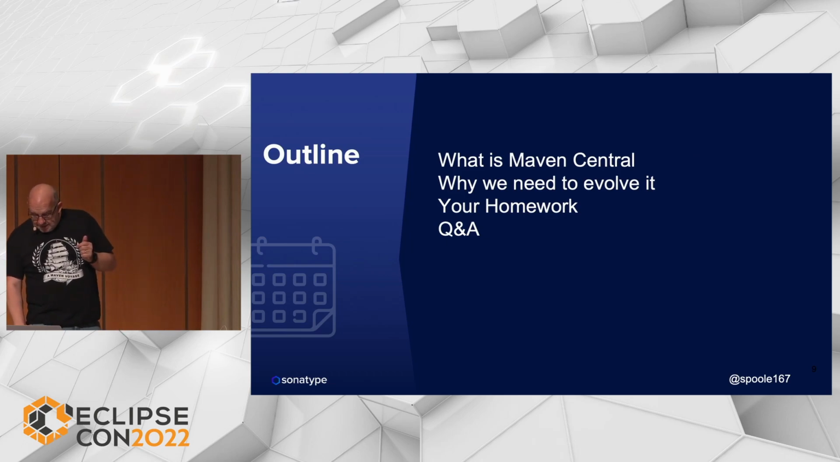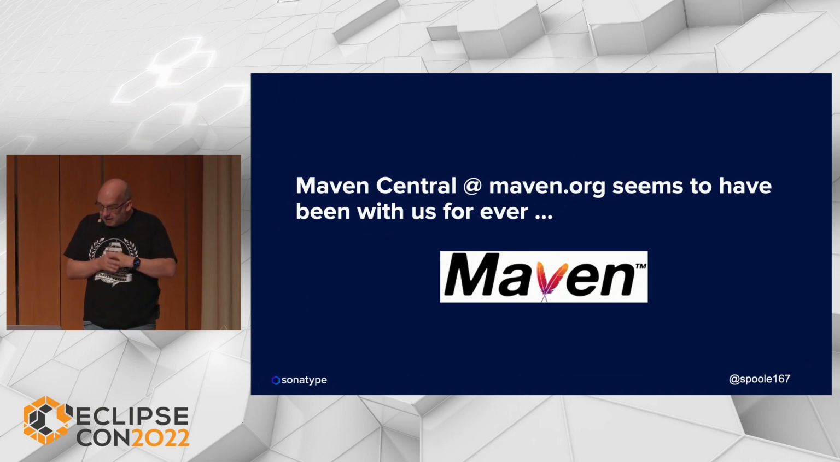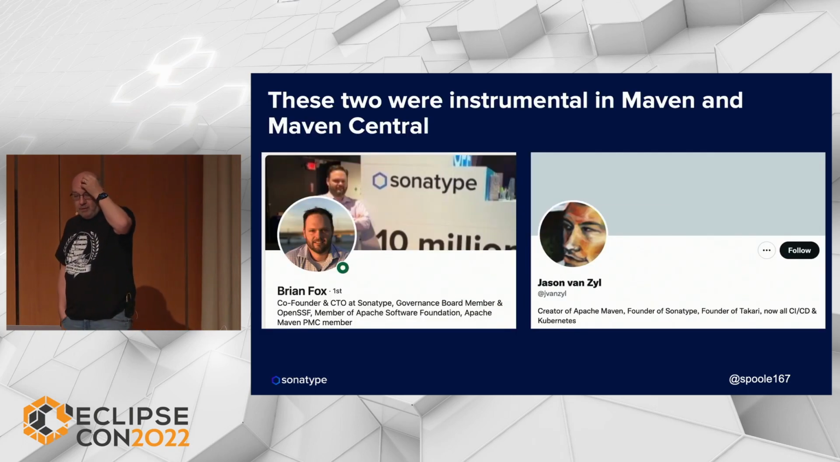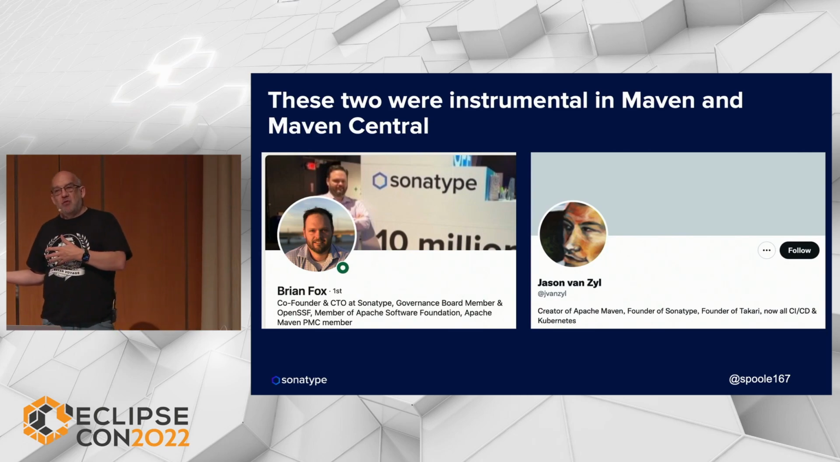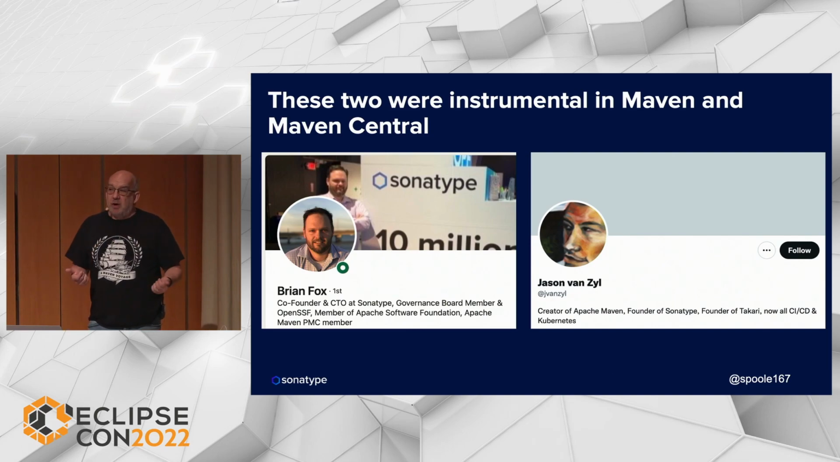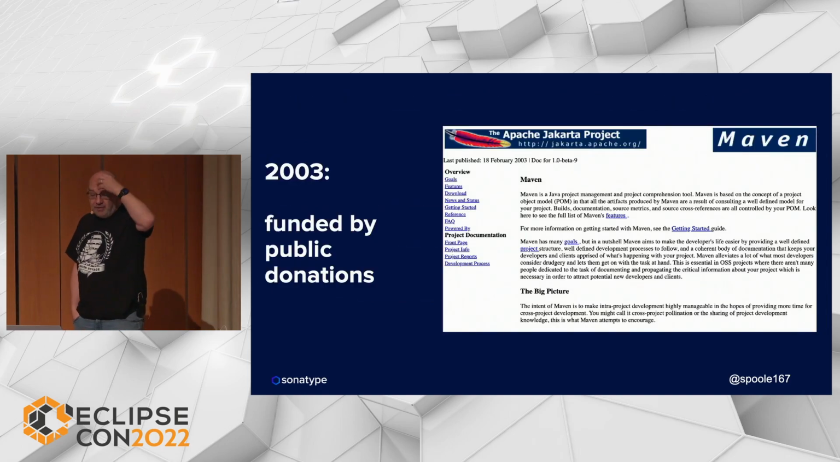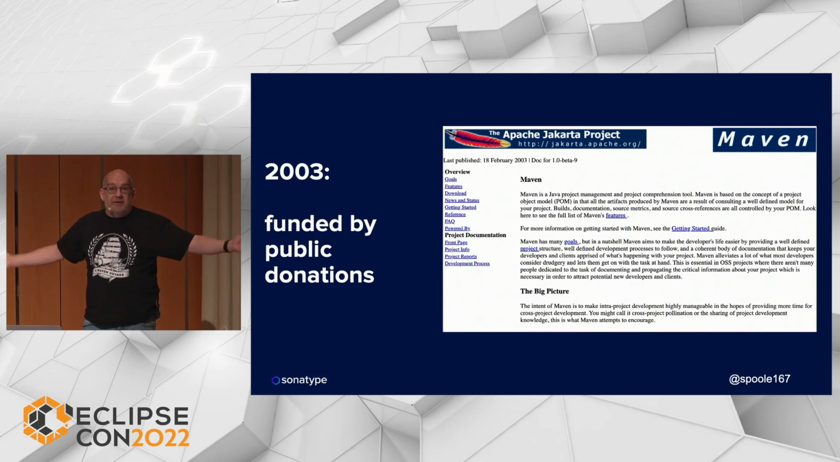Right? So as I said, it's Maven Central, and pretty much people just rely on it being there and don't even think about it. It was started by two people quite some time ago, Brian Fox and Jason van Zyl. They created it because they created Maven, and Maven Central, the repo system, is just a natural part of that process. And they set it up and it came out of the Apache project, and it was there in 2003, funded by the public, us.